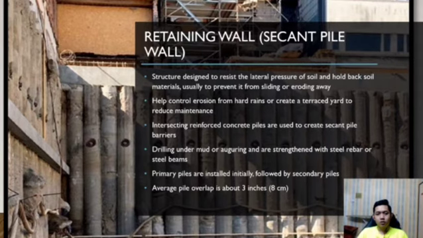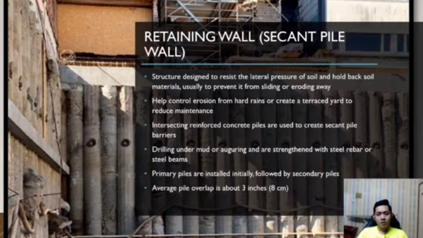And now we will go through the second technique that we propose, that is the retaining wall, secant pile wall. This structure is designed to resist the lateral pressure of soil and hold back soil materials, usually to prevent sliding or eroding away. It helps control erosion from heavy rains or creates a terrace yard to reduce maintenance, and intersecting reinforced concrete piles are used to create secant pile barriers.